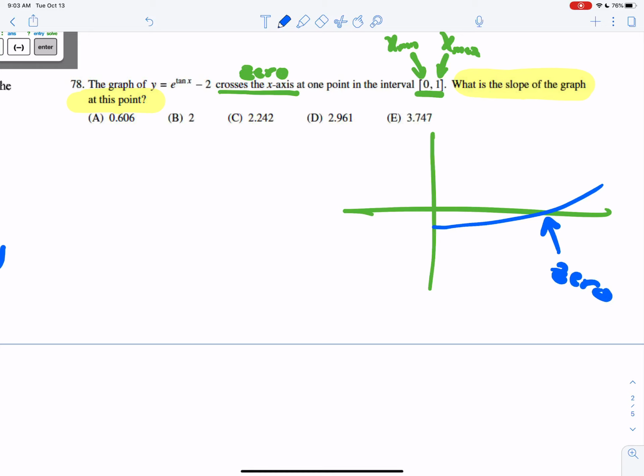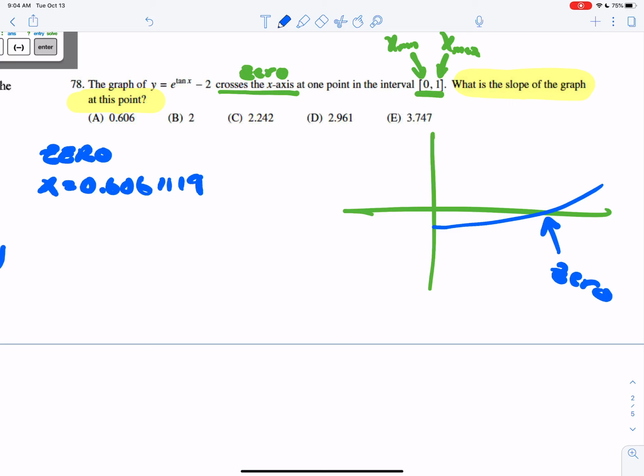Okay, how do we find this 0? Okay, so we go to second, trace, 2, and a safe left bound and a right bound. Think about what that would be. I use 0 and 1 as the left and right bound. Okay, so the 0 on your screen, if you did it correctly, it should say x equals 0.606, yada, yada, yada, 1119.